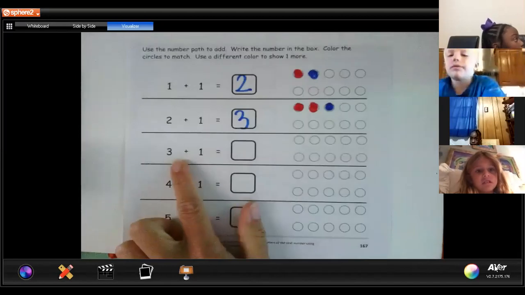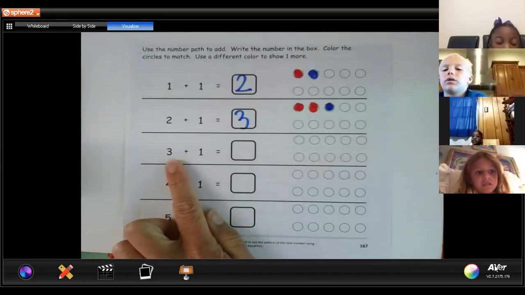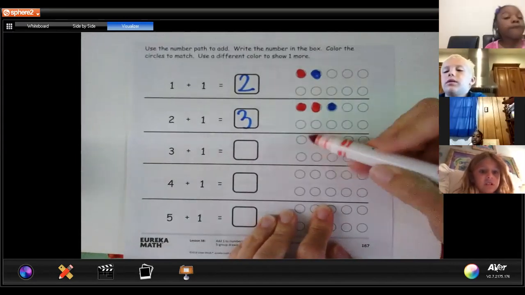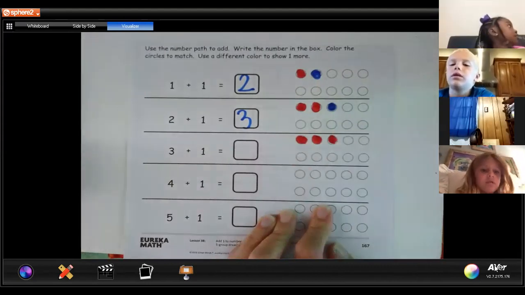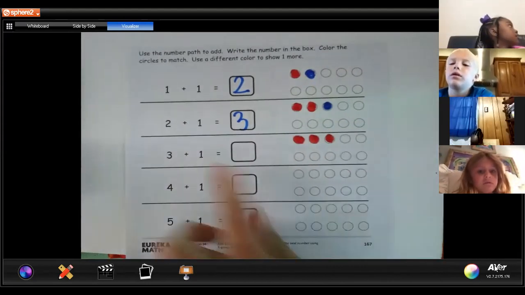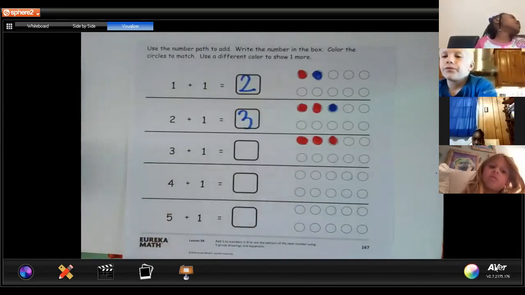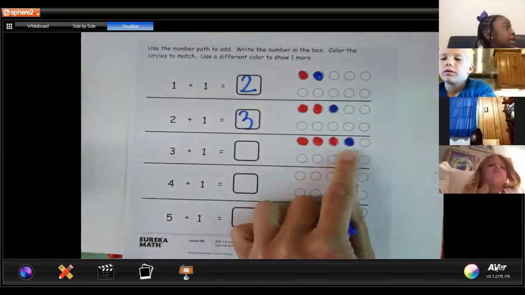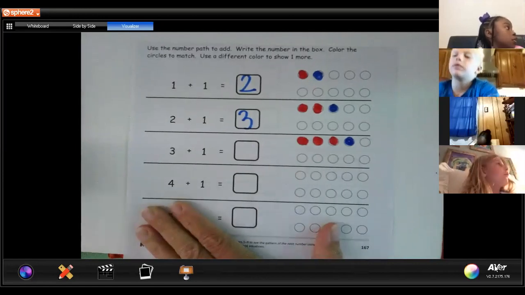How many are we going to color now? 3. Start at the top and on the left when you're coloring. 1, 2, 3. How many more are we going to color? 1. Good answer. 1 more. How many did we color all together? 4.